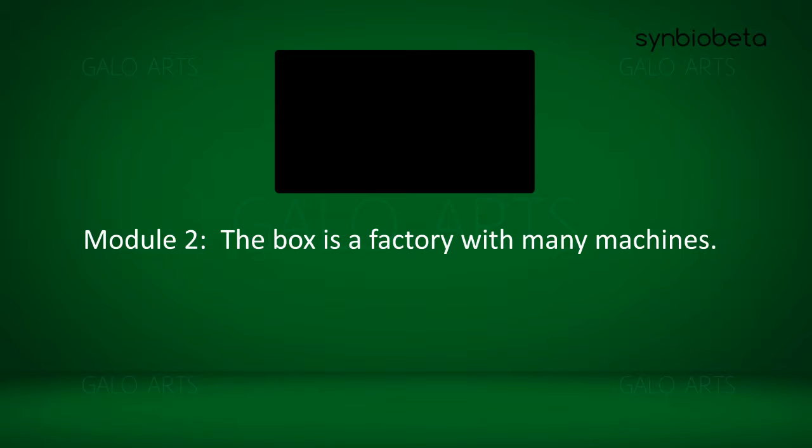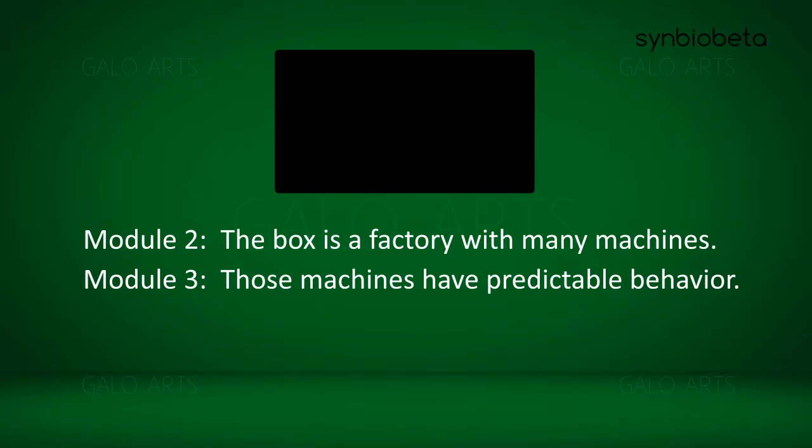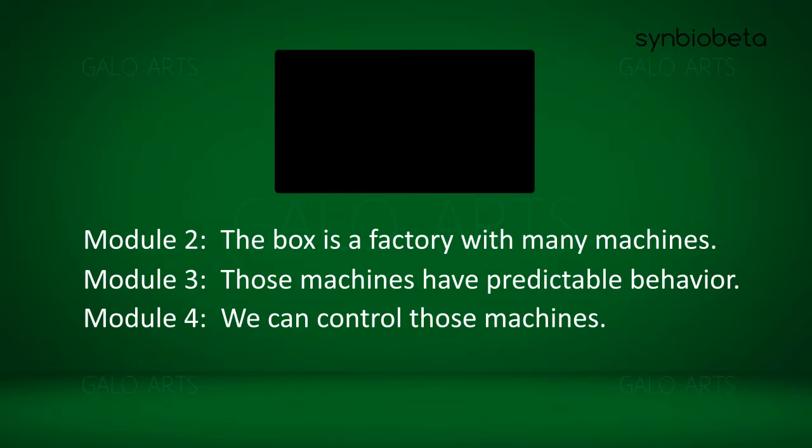We've talked about what this little black box can do, but what's really inside that little black box? That's going to be the topic of modules 2, 3, and 4. In module 2, we'll describe the cell as a chemical factory. In module 3, we'll learn what the real molecules inside that factory are and how that factory actually works. In module 4, we'll learn that we can control that factory through synthetic biology.